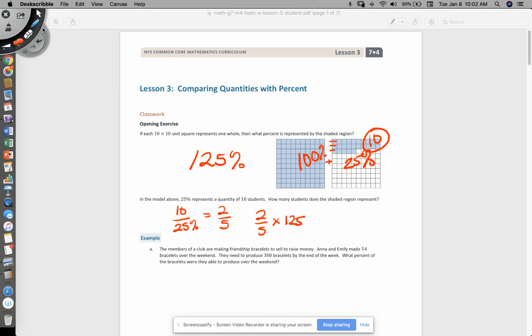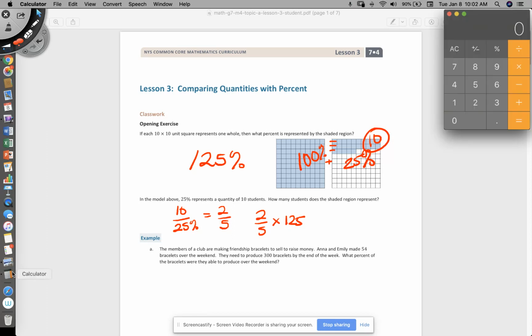All right, and let me show you how to do that on the calculator just to make life a little easier. So 2/5, if I go 2 divided by 5, I wind up with 0.4. Now you leave that on your calculator and then hit times 125%, it's 50. So the question says how many students are represented in the shaded area. We're going to say 50 students. And there you go.